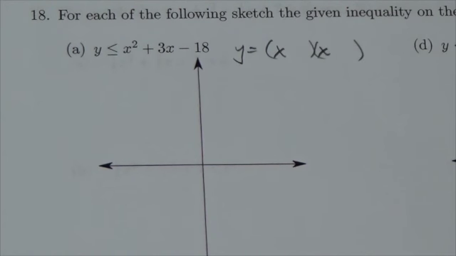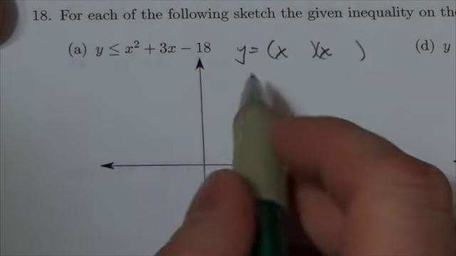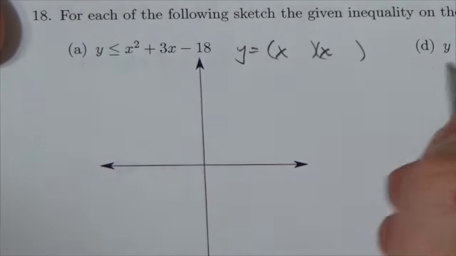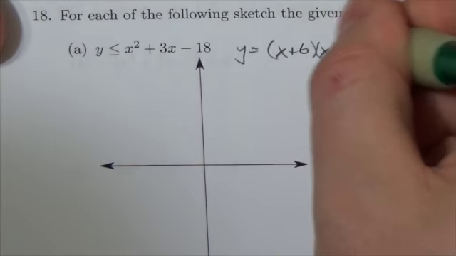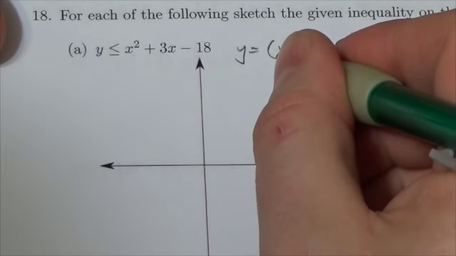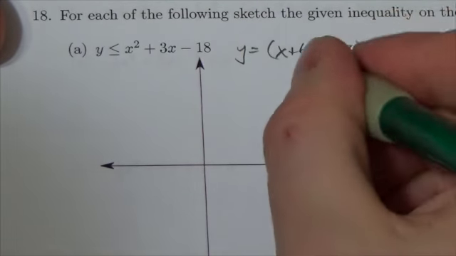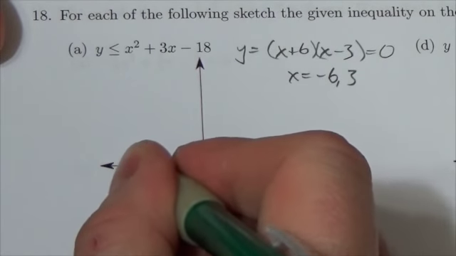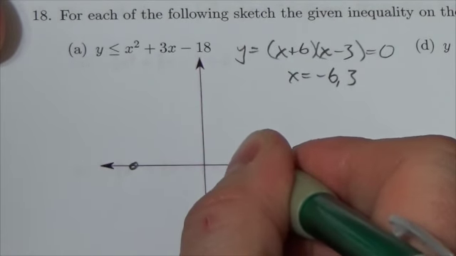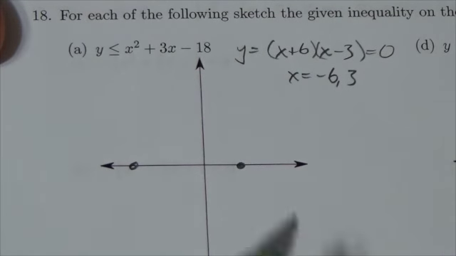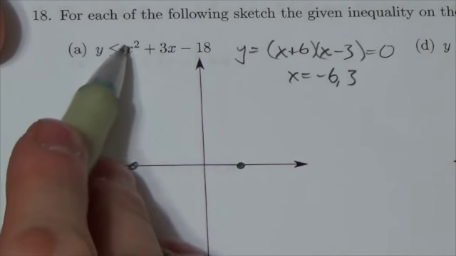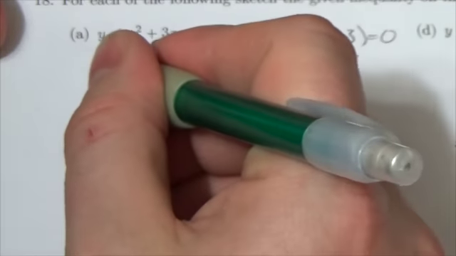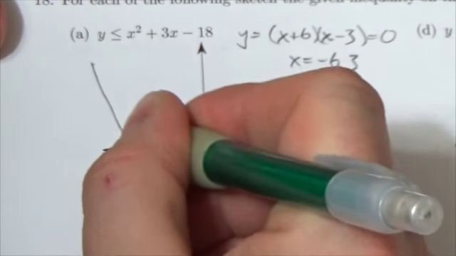So I can either find the x-intercepts or find the vertex here. But I'm going to find the x-intercepts because I can see that the factors of negative 18 that add to 3 will be positive 6 and negative 3, which means the x-intercepts will be negative 6 and positive 3. So negative 6 is over this way a little bit, positive 3 would be over here. I know, based on the leading coefficient, that this graph opens up.